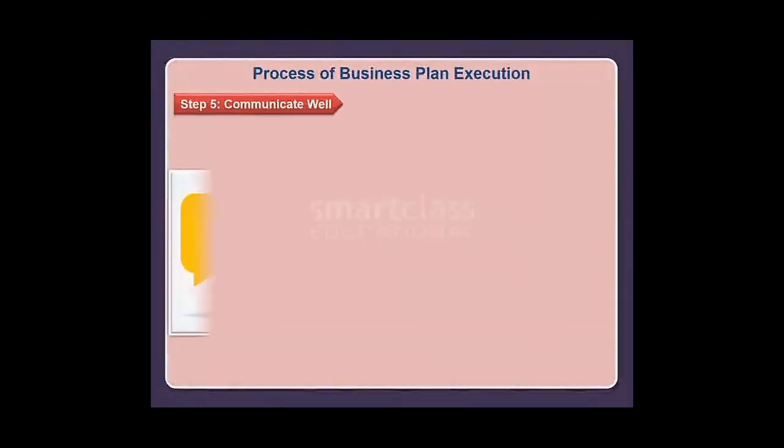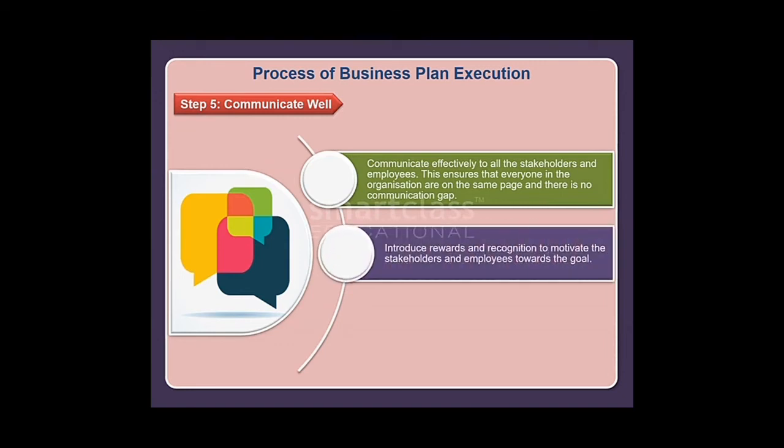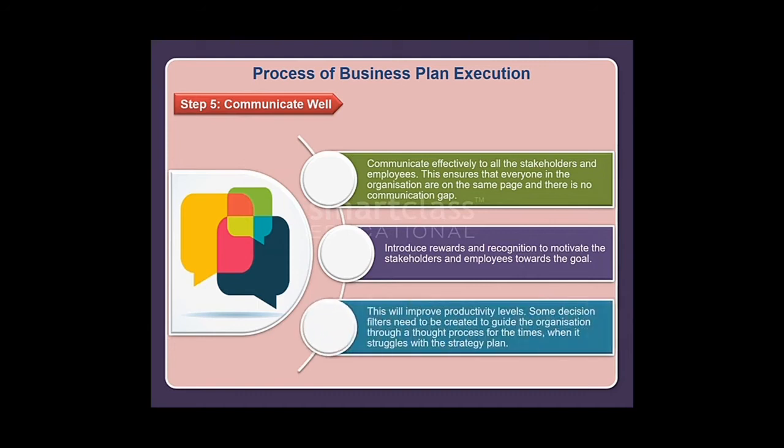Step 5. Communicate well. Communicate effectively to all the stakeholders and employees. This ensures that everyone in the organization is on the same page and there is no communication gap. Introduce rewards and recognition to motivate the stakeholders and employees towards the goal. This will improve productivity levels. Some decision filters need to be created to guide the organization through a thought process for the times when it struggles with the strategy plan.